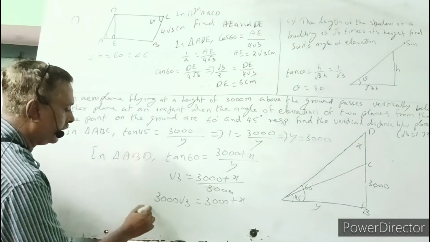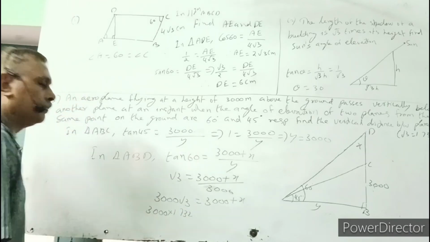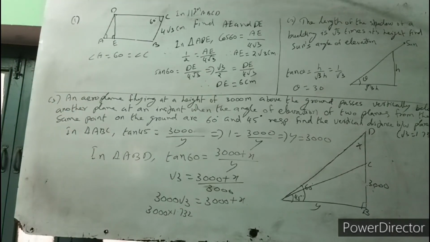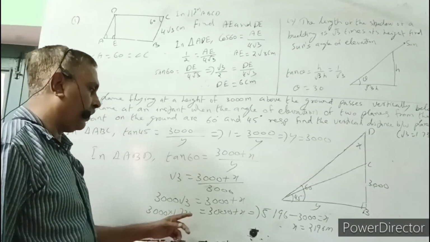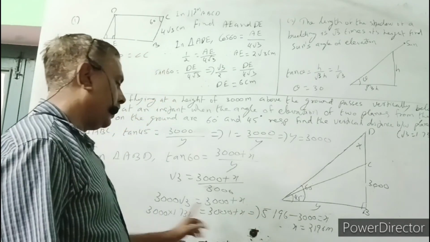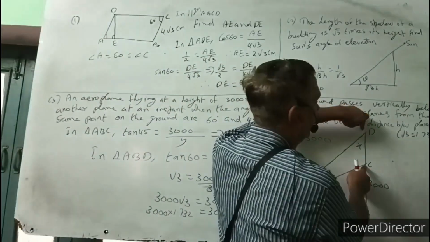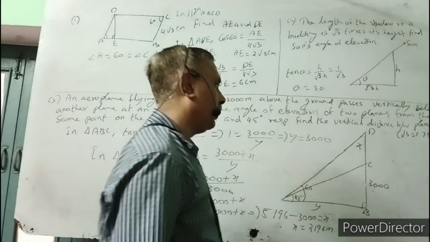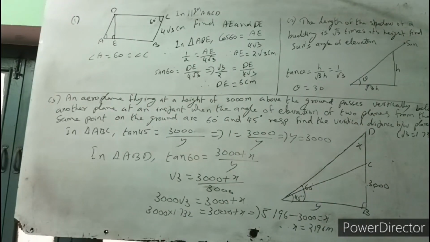So 3000 root 3, that is 3000 into 1.732. As I calculated, 3000 into root 3 is 5196, so when you multiply, this will come 5196 minus 3000, so x will come 2196. So this distance will come 2196. See the difference: one is vertically above and the other is vertically below. So both are important types of questions.